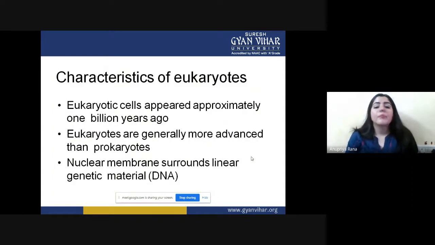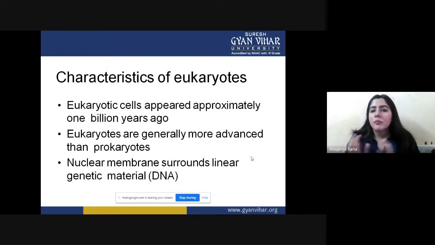Now we will see the characteristics of the eukaryotes. If we compare eukaryotes and prokaryotes, eukaryotes appeared approximately 1 billion years ago in their origin. So they're not as old as the prokaryote cell. They are the newly developed cell, originating 1 billion years ago. Eukaryotes are generally more advanced than prokaryotes.